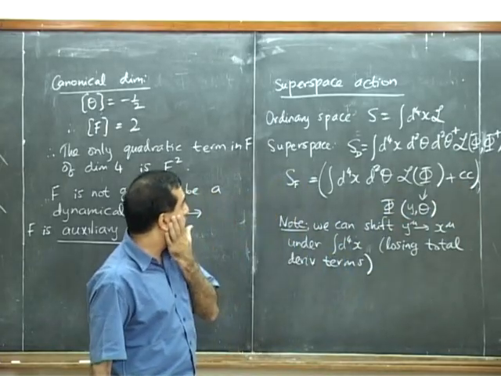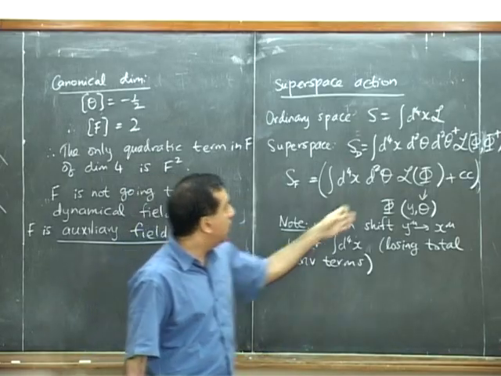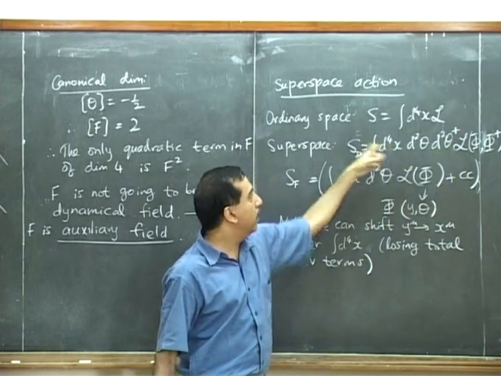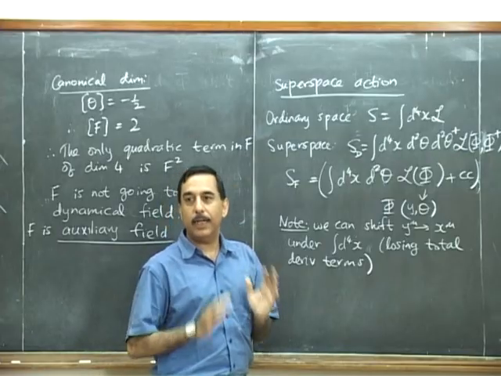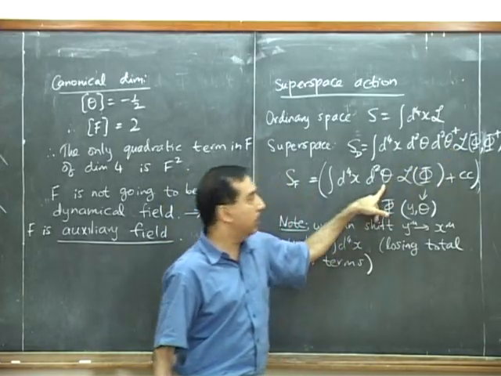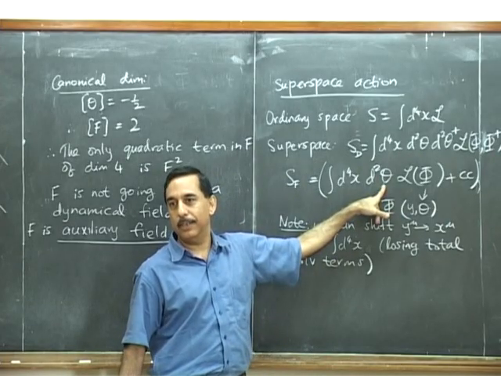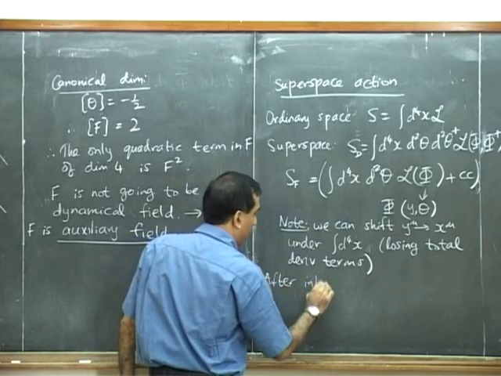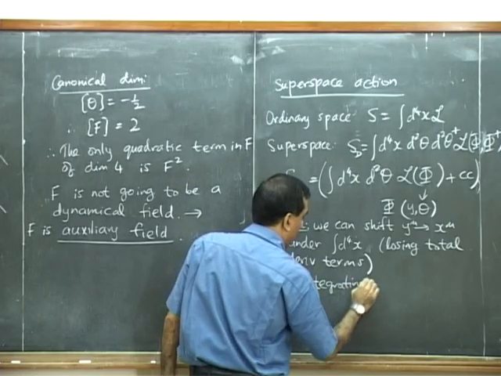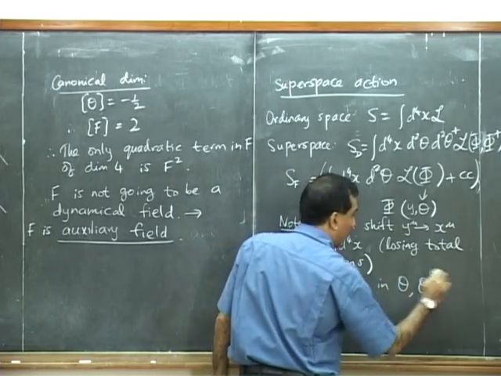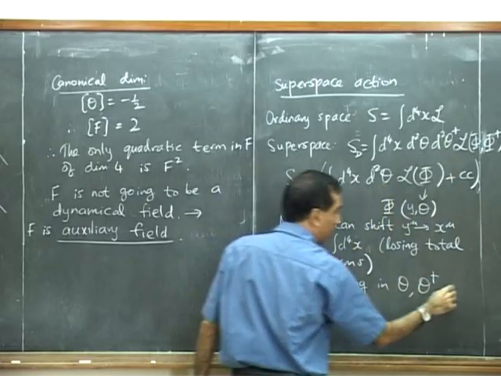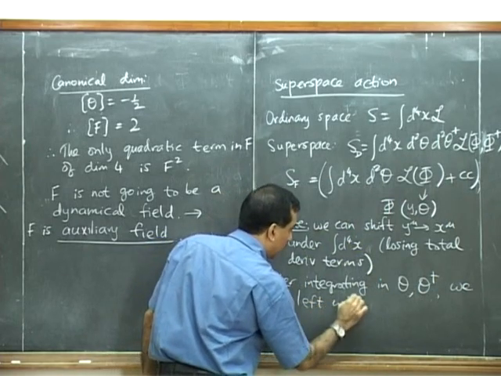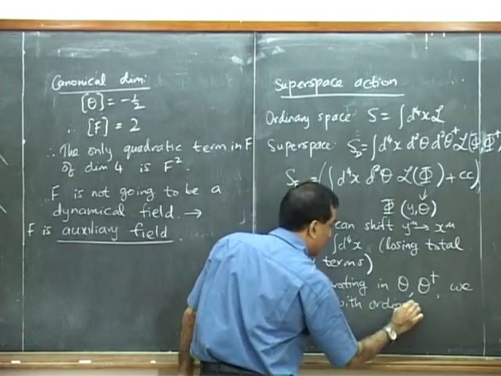Okay. In both these prescriptions, one can imagine doing the theta part of the integral, and then you'll be left with something which, when integrated in x, gives me an action. So that thing that I'm left with after integrating out theta and theta dagger here, or theta here, is the ordinary space Lagrangian. So after integrating in theta and theta dagger as appropriate, that is both of them here and only one of them here, we are left with ordinary space Lagrangians.